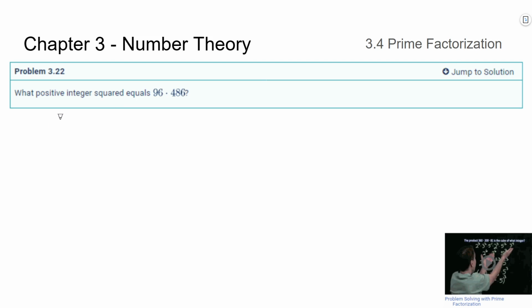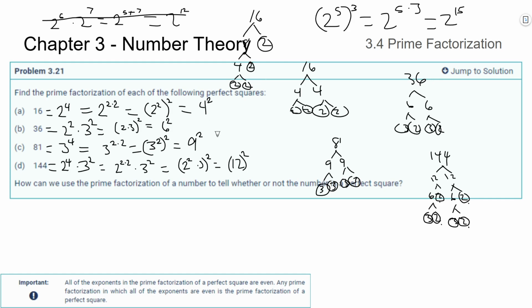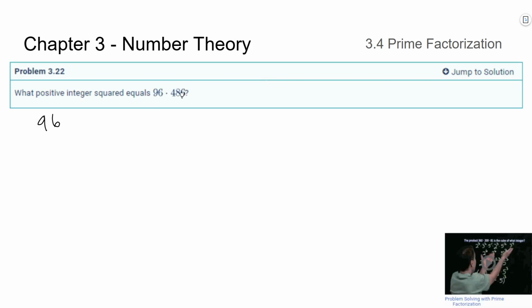All right, so let's do 96 first. We're looking for a positive integer squared, where we're finding what squared is going to be whatever this is. So let's do the prime factorization for 96. This is a multiple of 3, since adding the digits together gives us 15. So let's do 3 and 32.